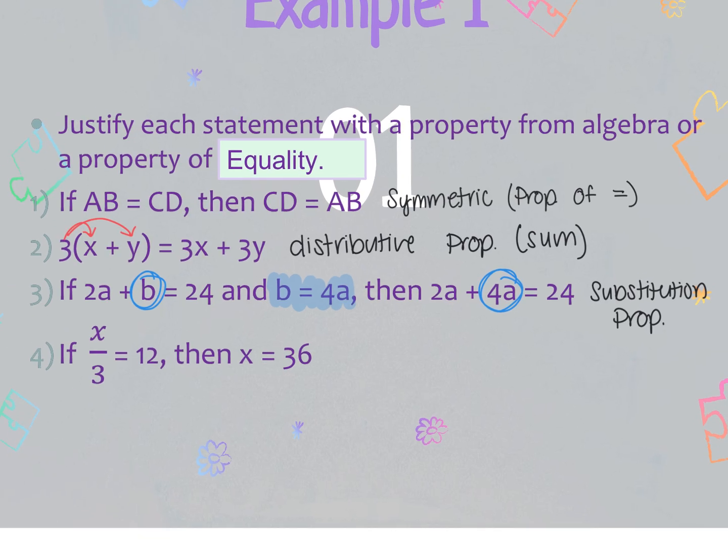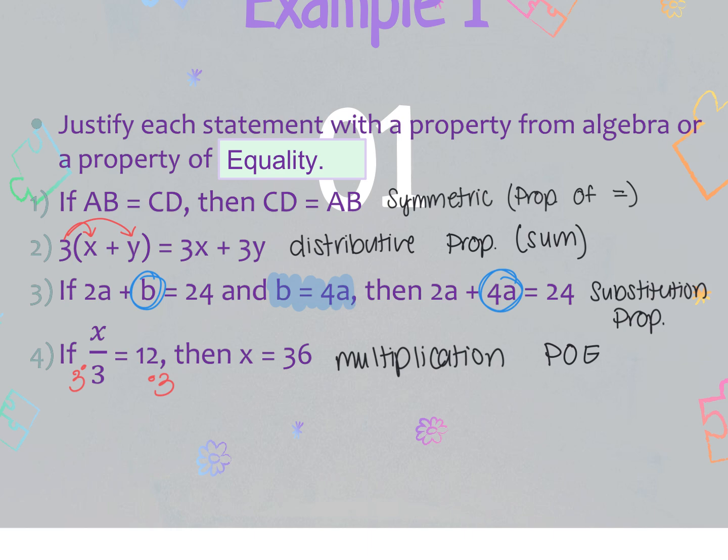All right, now looking at the next one. If x over 3 equals 12, then x equals 32. Do not overthink it. What property would this one be? Just look at it. What are you doing? How are you getting there? What is it? Multiplication property of equality. Good. I am multiplying both sides by 3. So this is multiplication property of equality because I'm doing it to both sides of my equal sign.